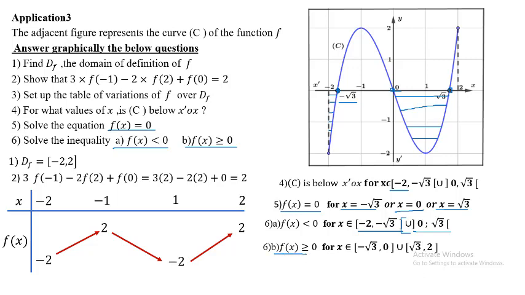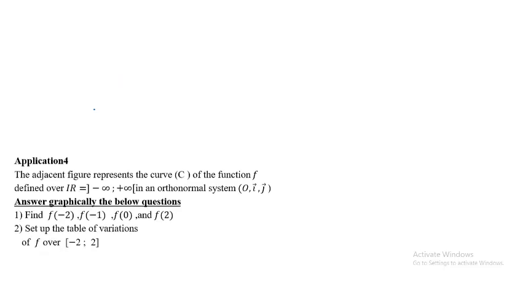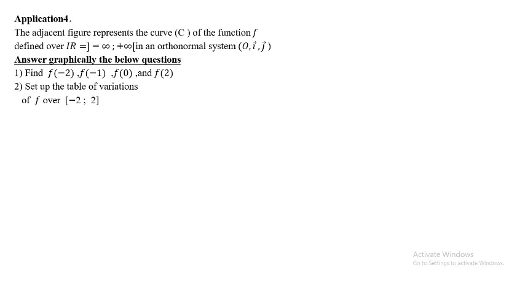Now 6b, solve f of x greater than or equal to 0. This inequality is well verified whenever C is above x prime x in this region and also in this region. So x should belong to minus radical 3 closed till 0 closed, or from radical 3 till 2 closed. Let us complete.